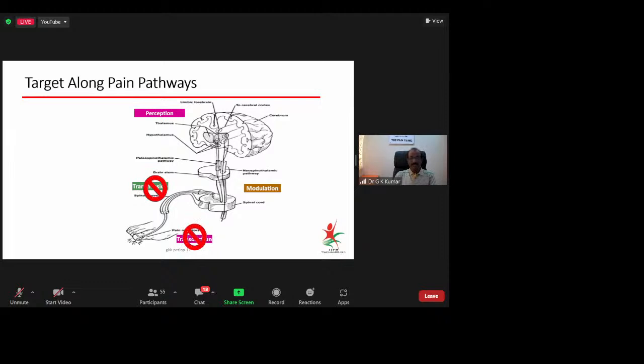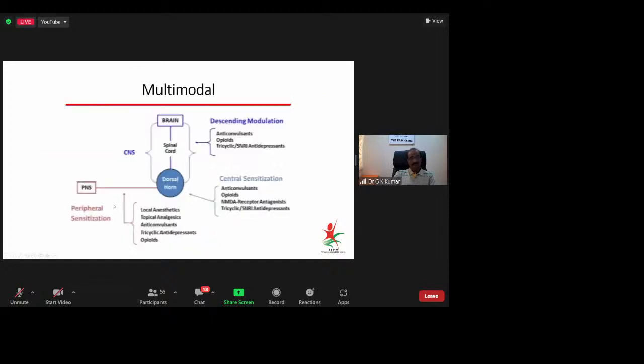So when you are giving drugs at each of these levels, that is called multimodal. Not only giving centrally acting drugs, not only peripheral nerve blocks that prevent transmission, not only local infiltration, and not only central neuraxial blocks. If you are giving centrally acting drugs and also enhancing modulation, that is multimodal. Multimodal is nothing but targeting the treatment of pain along its pain pathway. That is called multimodal.